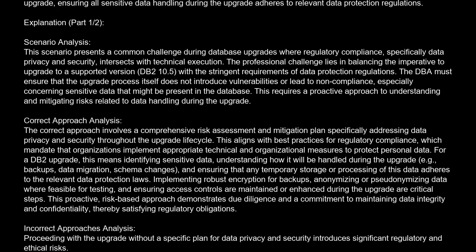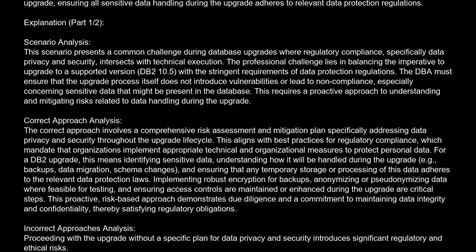The correct answer is A. Implement a comprehensive data privacy and security risk assessment and mitigation plan tailored to the DB2 5 upgrade, ensuring all sensitive data handling during the upgrade adheres to relevant data protection regulations.